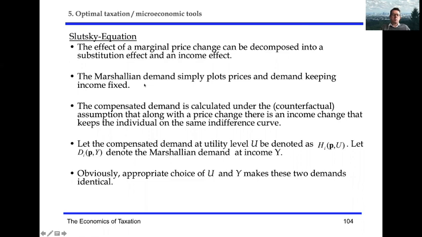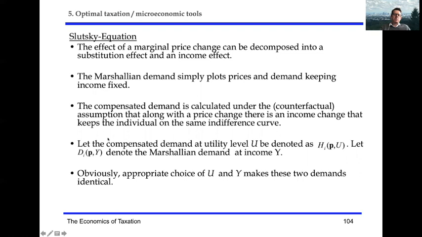The Marshallian demand simply plots prices and demand, keeping income fixed. So that is normally what is happening. The price goes up, but nobody cares and nobody gives me additional money so that I get compensated. But this is exactly what happens with compensated demand. It's calculated under the counterfactual that, along with the price change, there's an income change such that I am kept on my old indifference curve, on my old utility level.